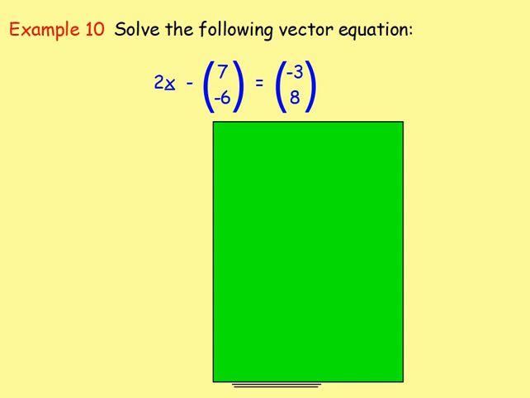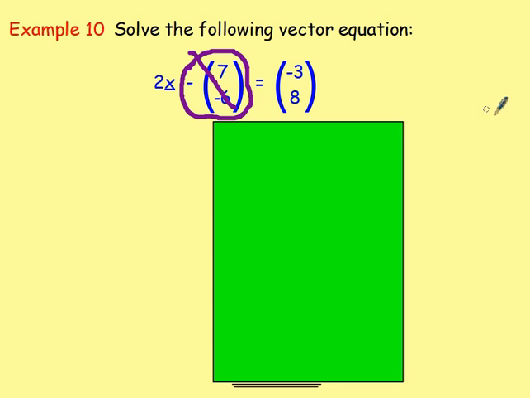And final example, example 10, solve the following vector equation. 2x take away 7, negative 6 would equal negative 3, 8. So 2 times vector x, take away this vector equals this vector. How do we go about solving that? Good, we'd have to get rid of this, take away this vector. And how do we cancel out take away this vector? Good, you would add that vector, that would get rid of it.